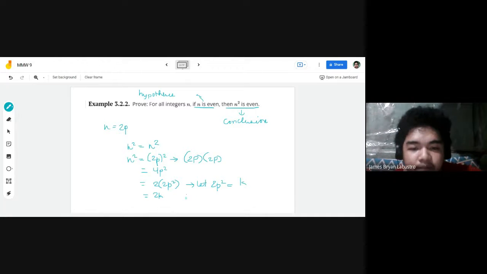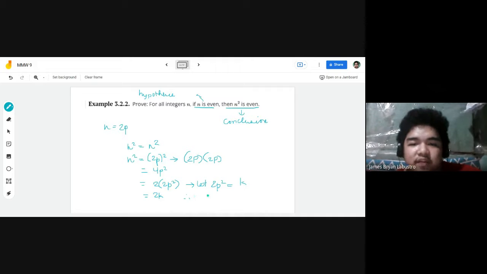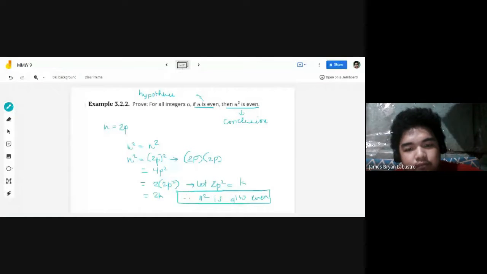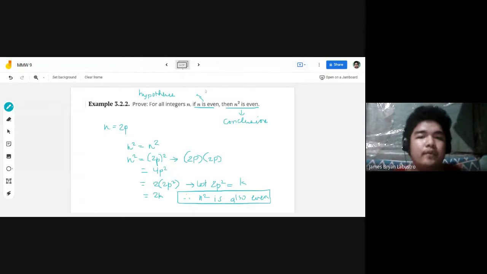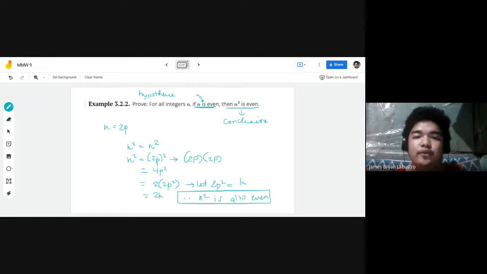Okay, therefore, the three dots like a triangle, that was the meaning of therefore. So therefore, n squared is also even using direct proof. Okay, that's it. So, let me repeat. If n is even, then n squared is even. First things first, that would be your hypothesis. And this is the conclusion.